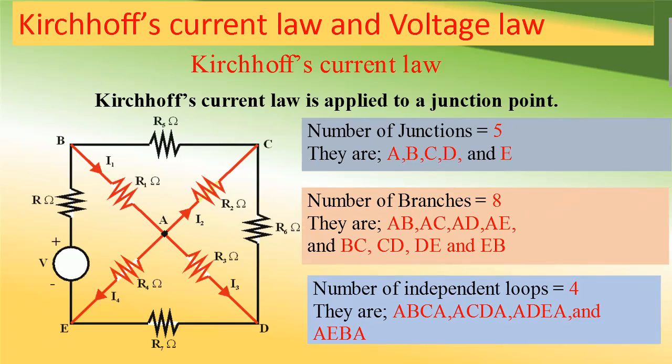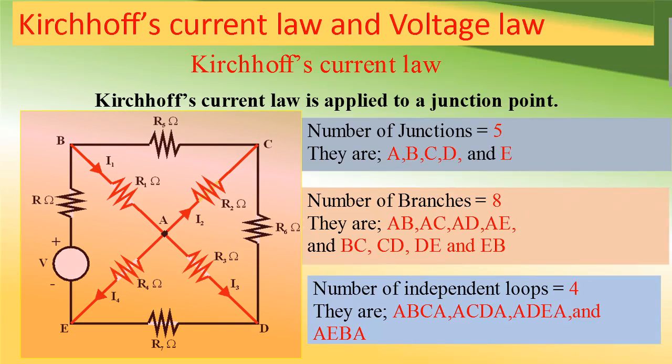Kirchhoff formulated two electrical circuit laws. One is known as Kirchhoff's current law and the other is known as Kirchhoff's voltage law. First, let us take up Kirchhoff's current law. Basically, you should know that Kirchhoff's current law is applied to a junction point in the network. When I say it is applied to a junction point in a given network, you should be in a position to identify the junctions, the branches, and the loops correctly.